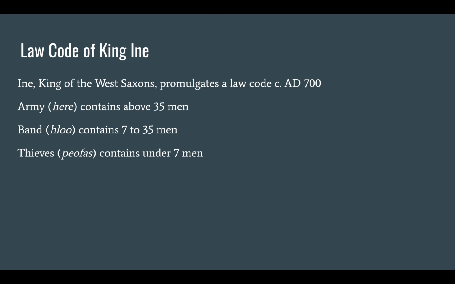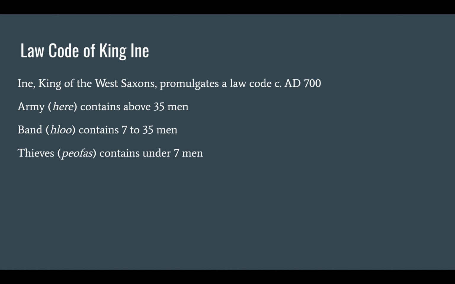So the most extreme example of this evidence for smaller armies in the early Middle Ages is the Code of King Ine, which is a series of laws, some of which relate to military matters, but not all of them, which seem to be promulgated around AD 700 in Wessex. And according to these laws of King Ine, an army is defined as a troop above 35 men. And then it goes down and defines smaller groups under that.